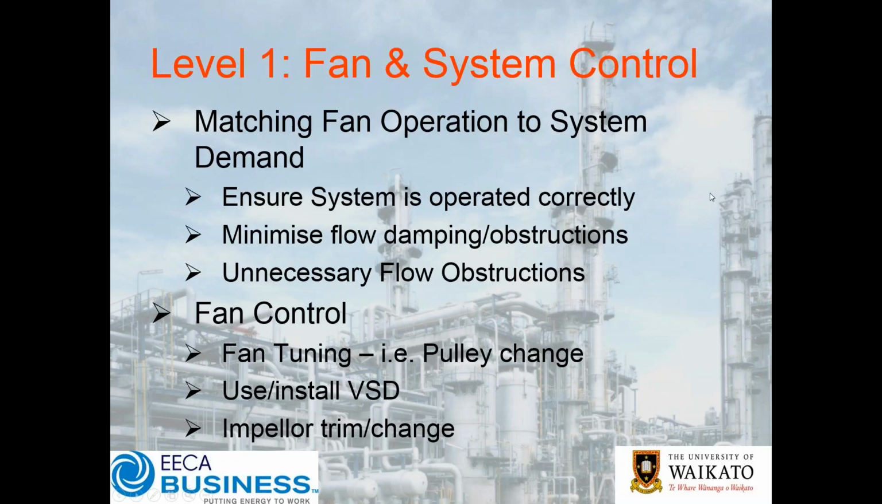Now, once we get past that, we start to move on to what we refer to as our level 1 opportunities, and this is where we're looking at the fan and the system control. Have we matched the fan, and how we operate and control it, to the system demand and what we need it to do? Are we operating the system correctly? Have we got the right control variables? Are we using dampers where we shouldn't? Can we use VSDs more effectively?